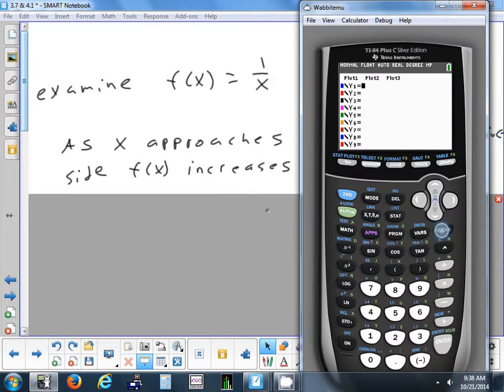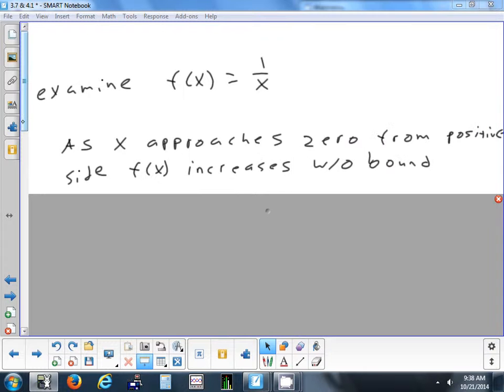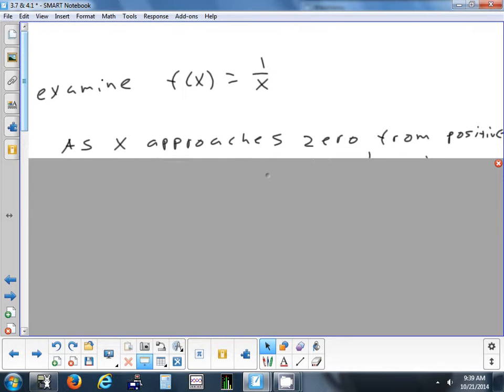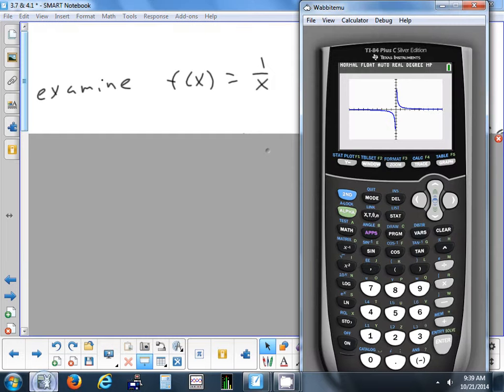Let's type in 1 over x, do our standard window, and let's look at what happens. What does it look like is happening as I start to get closer and closer to 0? What's happening to the y value? It looks like it almost looks like x equals 0. So it goes vertical. Yeah, it starts to pretty much go straight up.